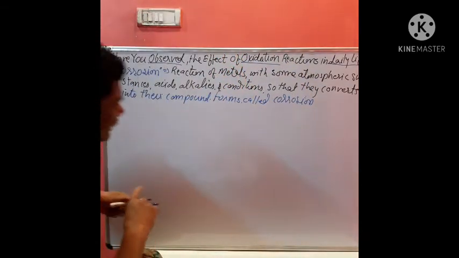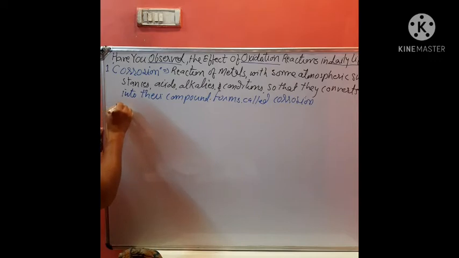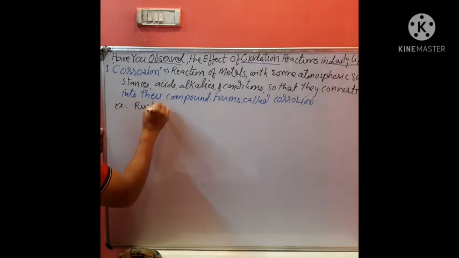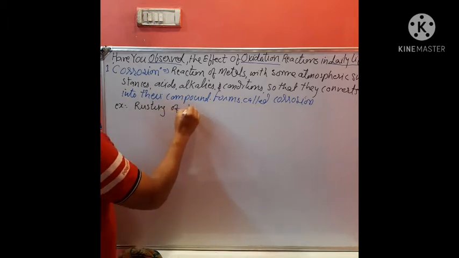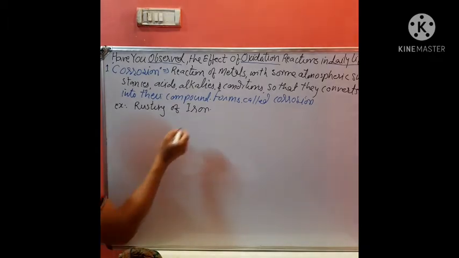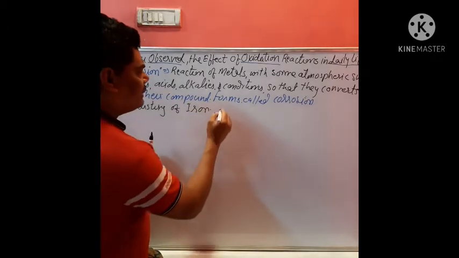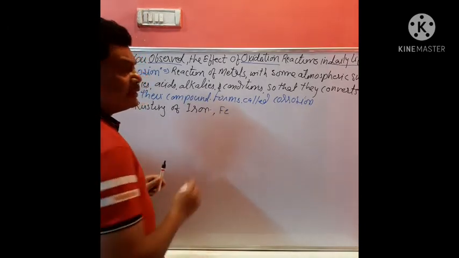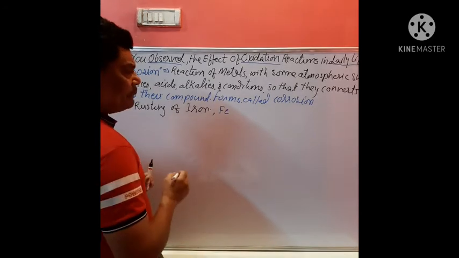Okay, example. The well-known example is what? You all know. What is this? Rusting of iron. Student, what is iron? Iron, this is what? Fe. Okay, its symbol is Fe.